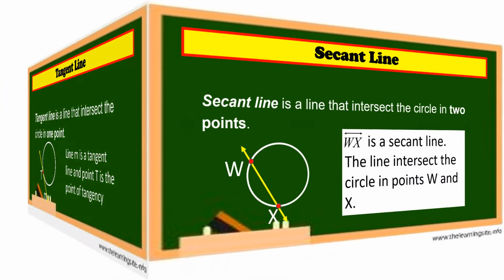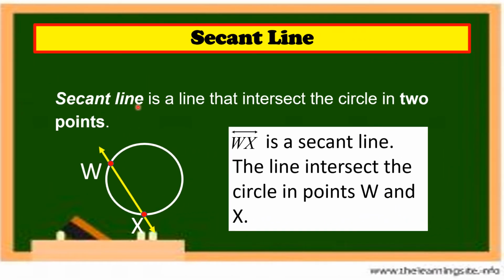Second line is a line that intersects the circle in 2 points. We have the given line WX. Line WX intersects the circle in point W and point X. So, line WX is a second line.